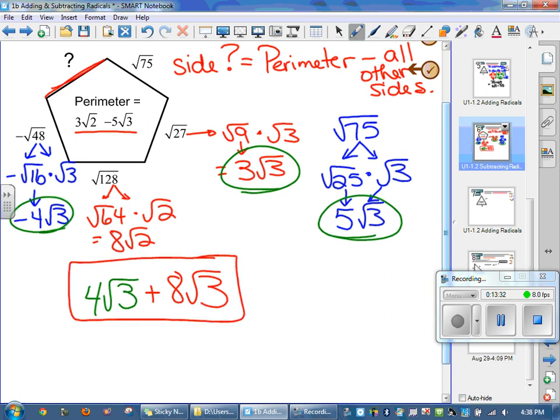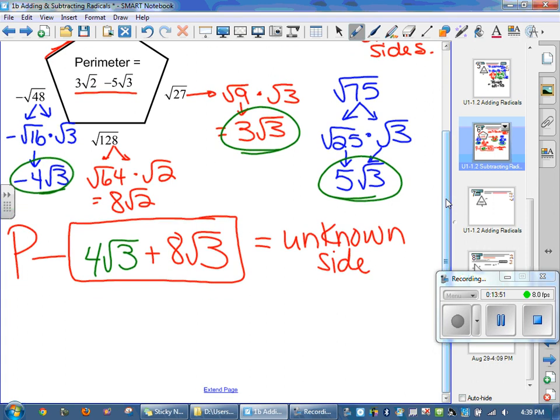Now I need to take the perimeter and I need to subtract all those sides. And that's going to give me the unknown side length. So let's do that. Take a couple minutes and subtract those. Let's see how we do this. Since I have a subtraction sign and there's more than one thing I'm subtracting, these must be in brackets. So I need to put brackets there.